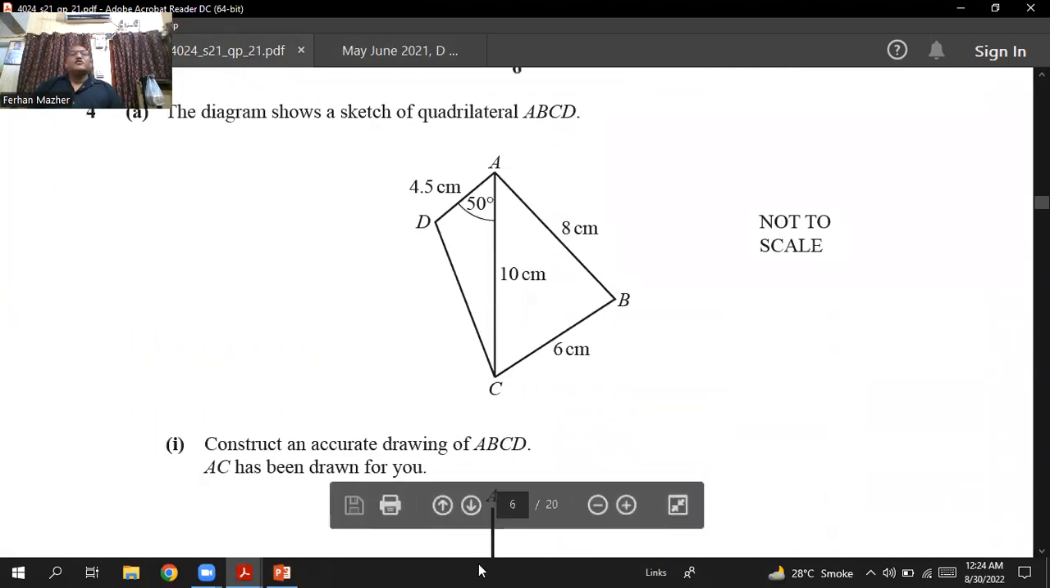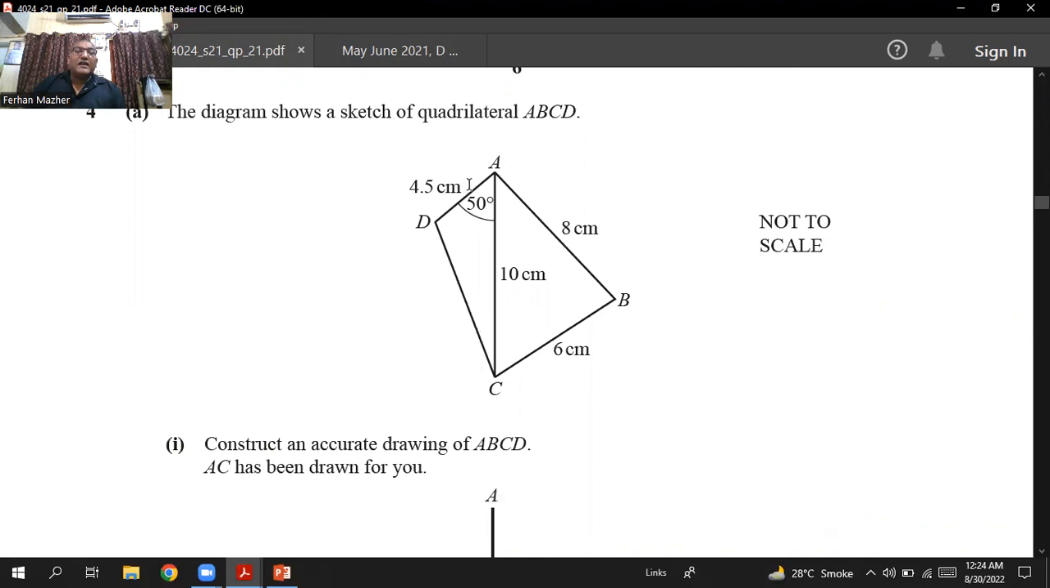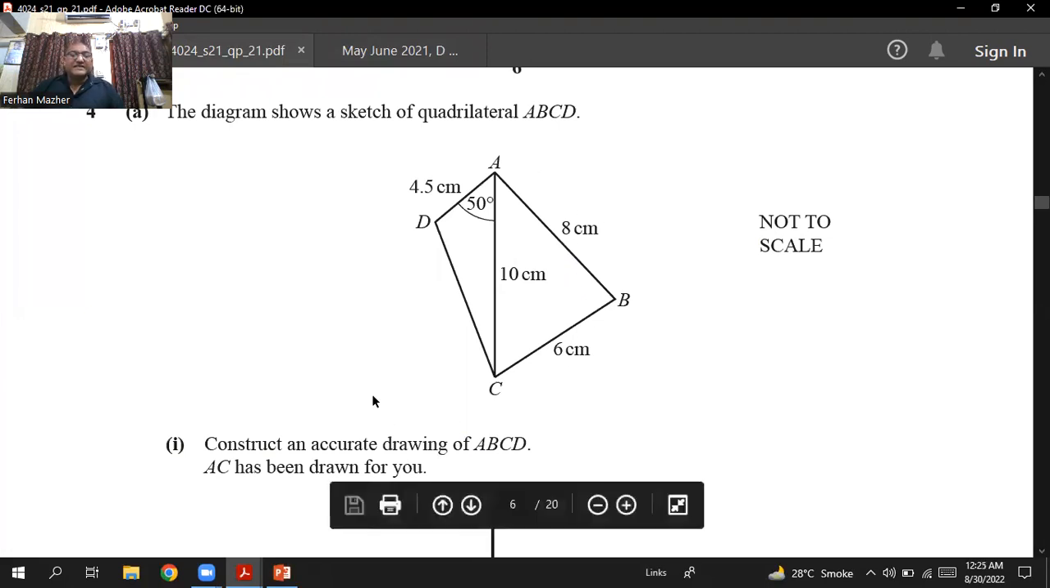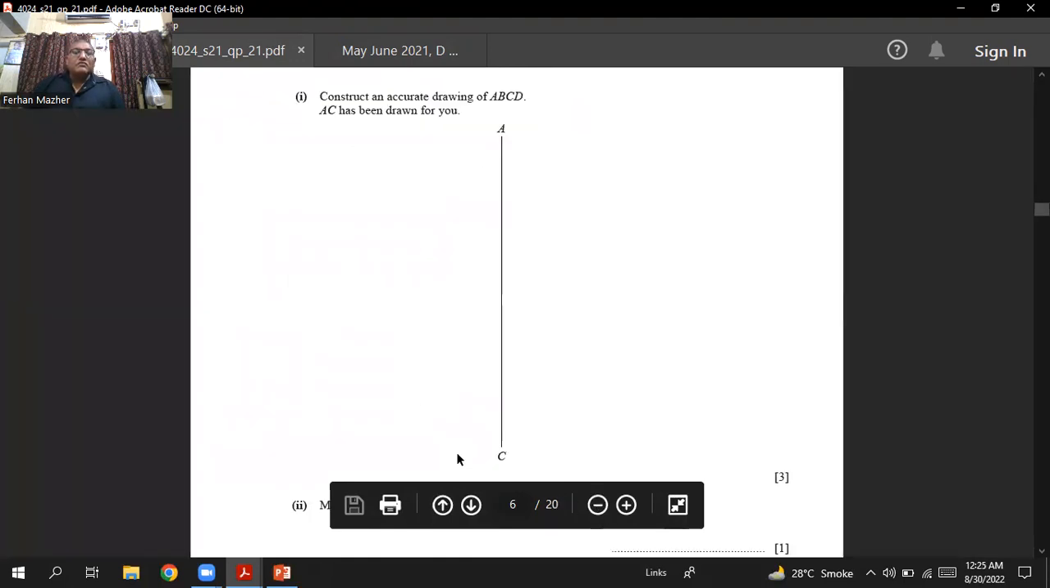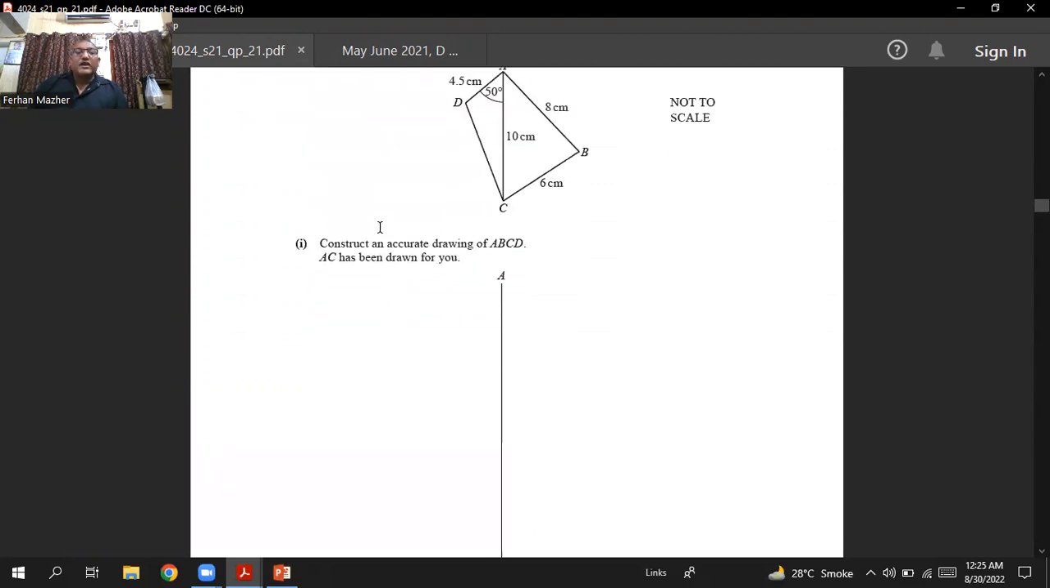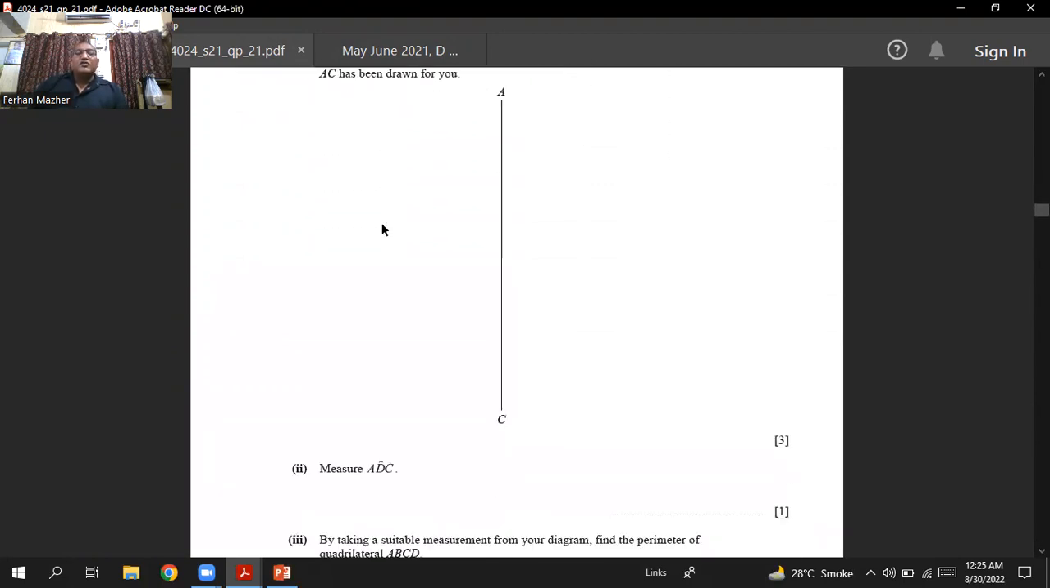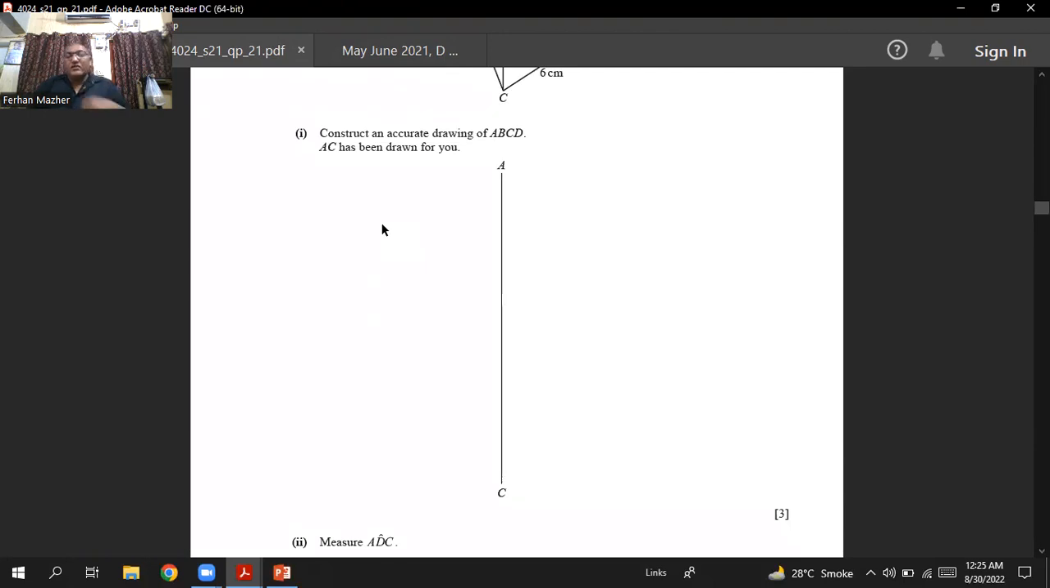Okay, it says the diagram shows a sketch of a quadrilateral ABCD. Here we have the AD is 4.5, and the AD and the AC makes an angle of 50. The AC is 10 centimeter, the AB is 8 centimeter, the BC is 6 centimeter. So their question is construct an accurate drawing of the ABCD, which is this drawing. AC has been drawn for you. Okay, measure the ADC angle.